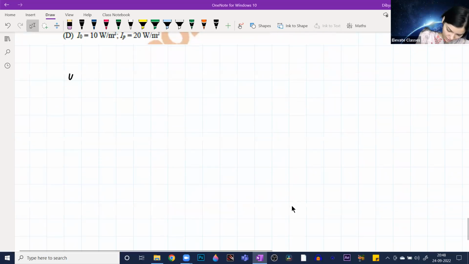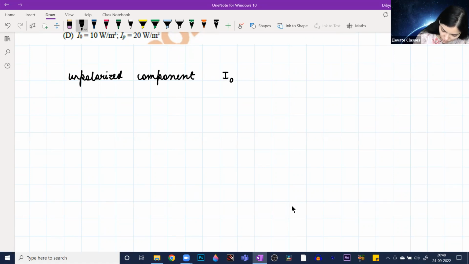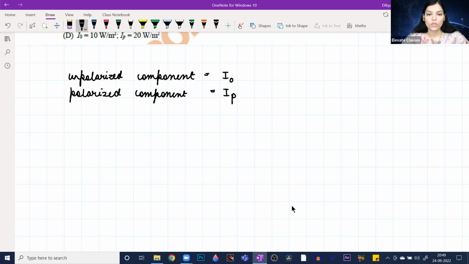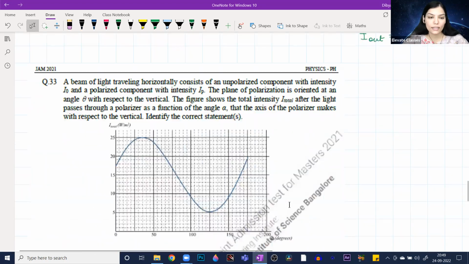So we have an unpolarized component which is I0, and we have a polarized component which is equal to IP. So up next, the question is saying that the plane of polarization is oriented at an angle theta with respect to the vertical.